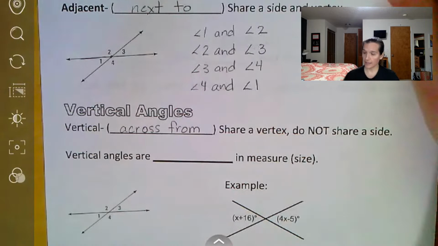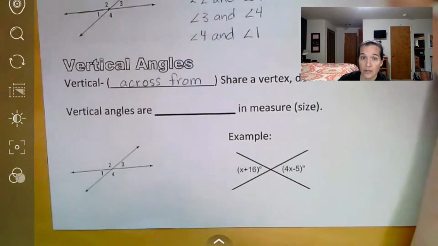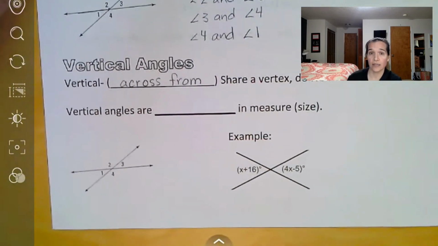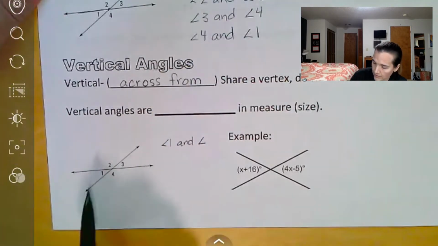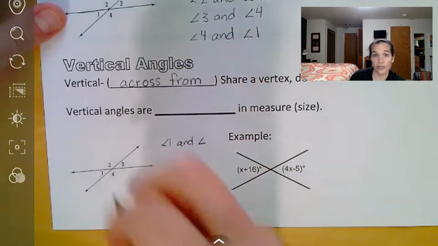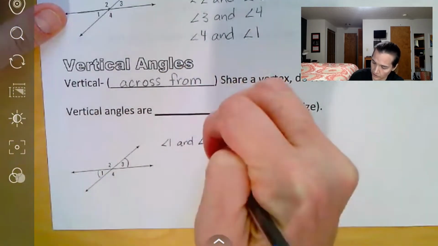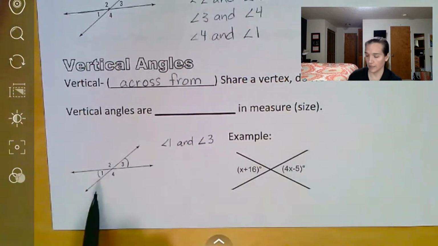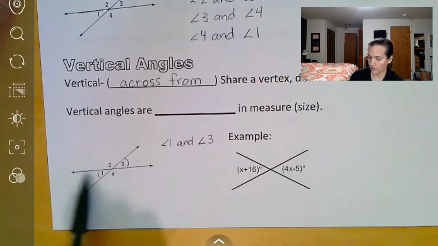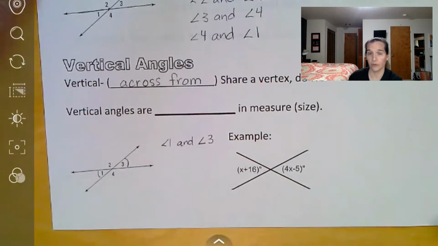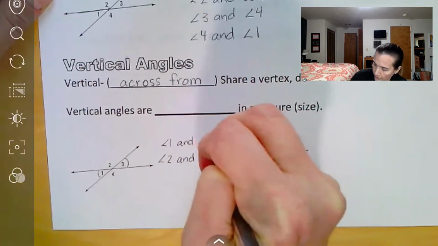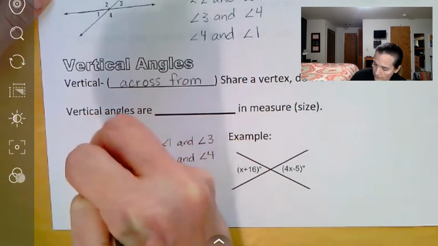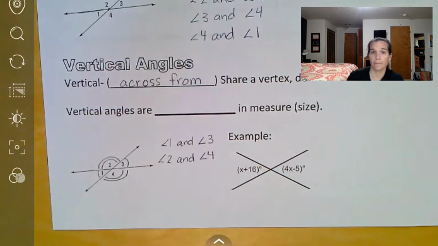And so in a case like this, if you look at all our angles again, angle 1 is across from angle 3. Notice this one is across from this one. And notice they don't share a side. Those are the sides for 3. Those are the sides for 1. They don't share them. Also, we have angle 2 is vertical angle with angle 4. That's this one and this one. So those ones are our vertical ones.